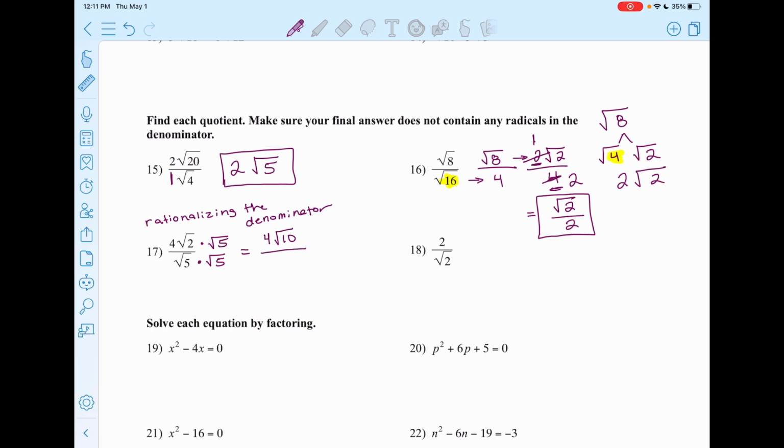So that 4 is still going to be in the front, and 2 times 5 is 10. For the denominator, 5 times 5 is 25, and 25 is a perfect square. The square root of 25 is 5. So notice, by multiplying the top and the bottom by radical 5, I no longer have a radical in my denominator. Then I check if there's any more simplifying I can do, but 4 and 5 have no common factors, and so this is my final answer, 4 radical 10 over 5.